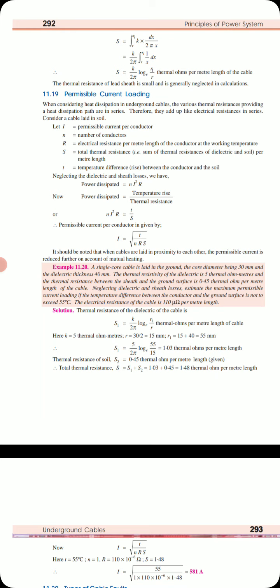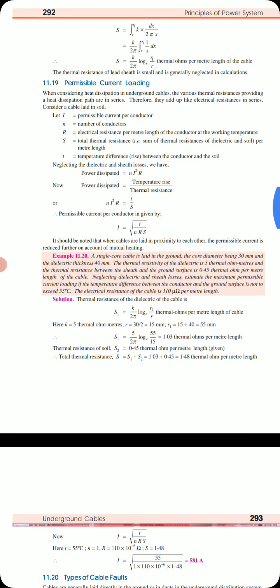So the power dissipated is equal to N I² R, that is, number of conductors into current squared into resistance. The power dissipated is also temperature rise divided by thermal resistance. These two can be equated: N I² R equals T by S, or the permissible current I is given by the square root of T by NRS. It should be noted that when cables are laid in proximity to each other, the permissible current is reduced further on account of mutual heating.